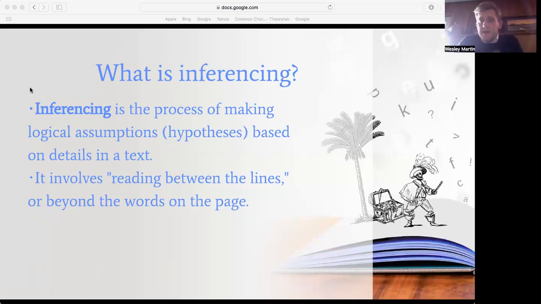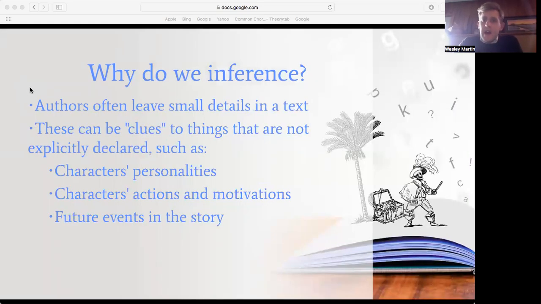And it's important because authors often leave these details as little clues. And we can use these to do things like find out what characters' personalities are like. We can use these to infer characters' actions, motivations, why they're doing things. And we can also use them to predict future events in a story. So inferencing is, needless to say, a pretty important skill.